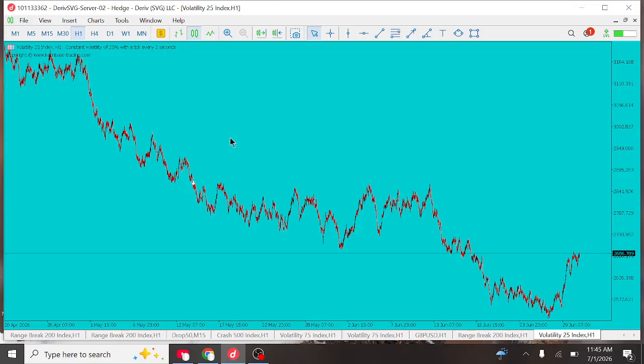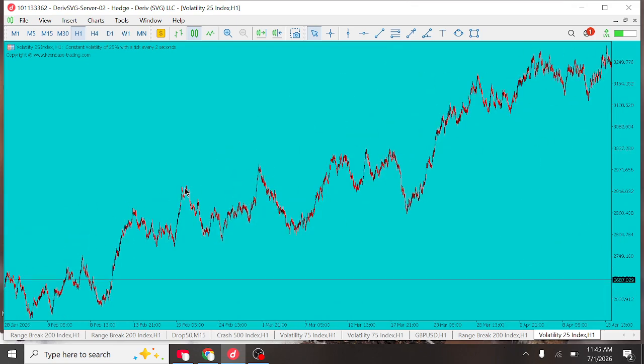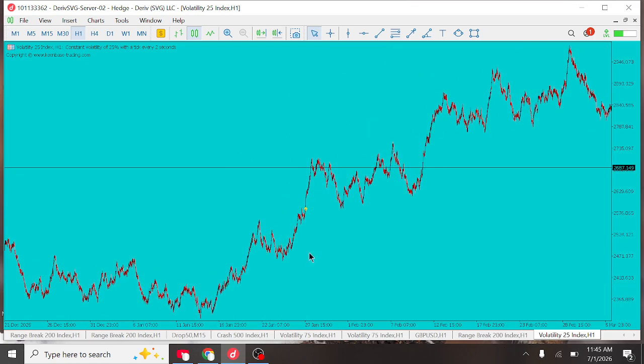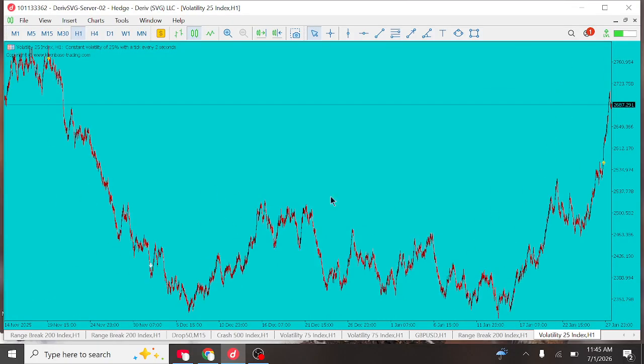Now, the first way is to use the indicator directly. It means that when the indicator gives you signal to sell, like in this case, you sell, when it gives you signal to buy, you buy. That's the first way of using it. But it has some challenges. Let's look at some example.